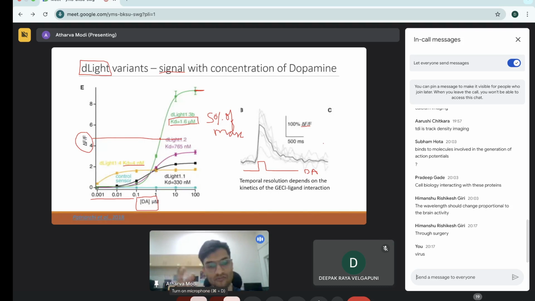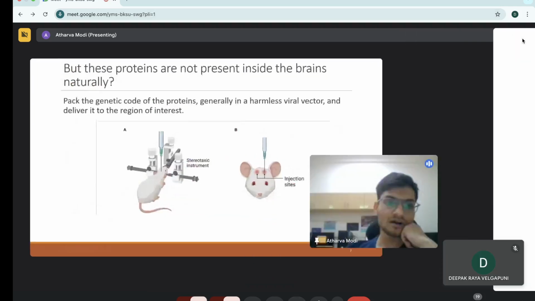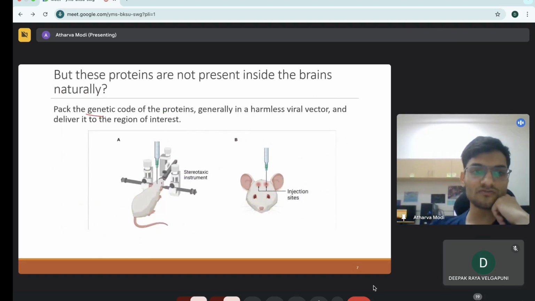So many people are not from a biology background. Basically, a virus. If you inject protein, it will get metabolized or degraded inside the cell over a few hours or days. But what you want is expression of the protein in your region of interest for a longer time. So what you do is you inject the genetic code of the proteins inside the brain. You pack this genetic code in some harmless viral vector and then deliver it to the region of interest using an injection.